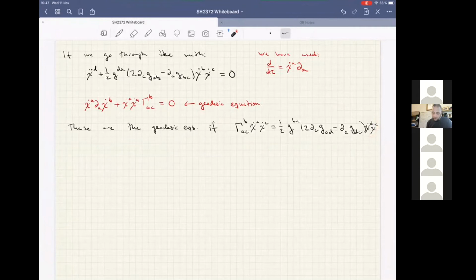And one thing to notice here is that this may be true for several different connection coefficients. However, it only tells us about the symmetric part of the connection coefficients, because we have here the same thing, chi dot A and chi dot C. So this means that this only tells us about the symmetric component of these connection coefficients. So there may be several connections that satisfy this, but it does tell us about the symmetric components.